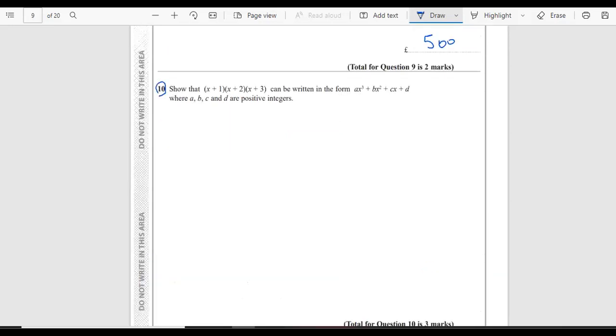Okay. It is the 10th question. So do you know how to do this question? Yes, I do. Let me just do it. So X plus 1. What should I do? X plus 3. And then you have X plus 3.